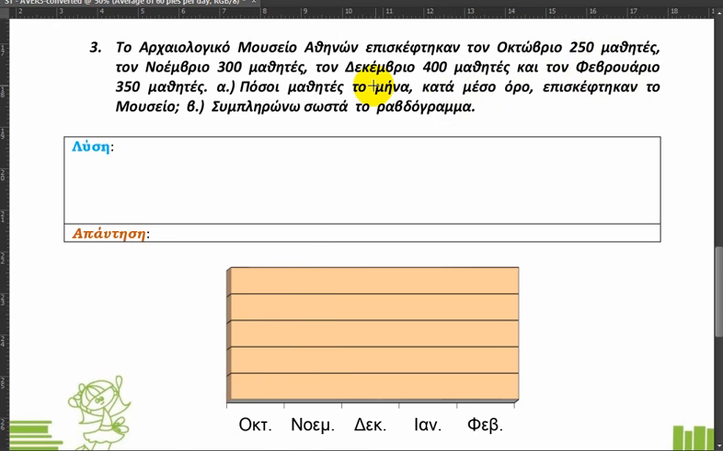So our maximum value is 400. So we want this to be close to the top. And we have 1, 2, 3, 4, 5 lines. Now we could do that, but then we would really complicate things. We could just put 400 here, 300 here, 200 here, and 100 here to make things really simple.